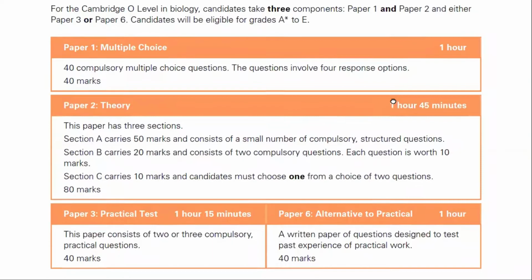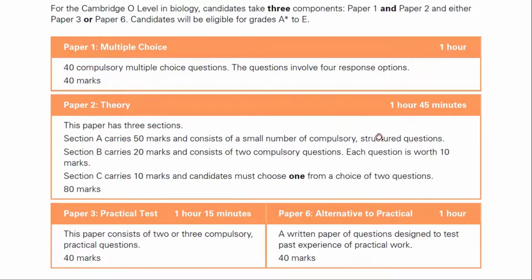So if we take a glance at the whole assessment system of GCE Biology, we have a total of three papers, which is paper one, which you have for the MCQs, paper two, which consists of theory questions, and then you have a choice of paper three and paper six, which are basically practical and alternative to practical, also known as ATP. So in MCQs, you basically have a 40 marks paper, and the time limit given to you is actually 1 hour, which is different from the IGCSE where you only have 40 minutes to solve 40 marks MCQs.